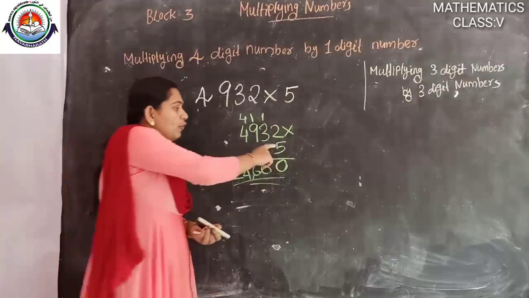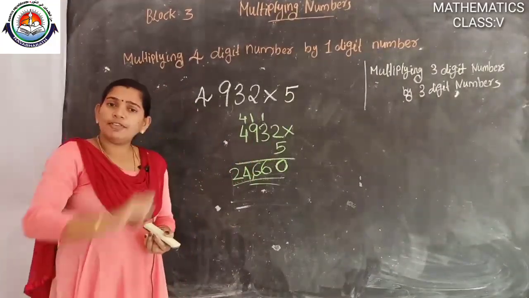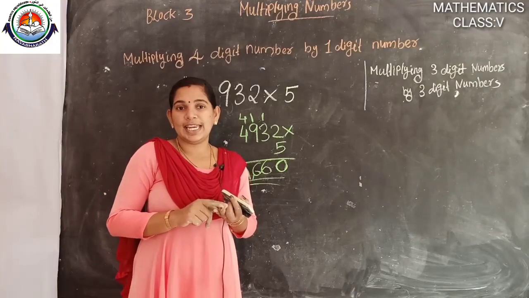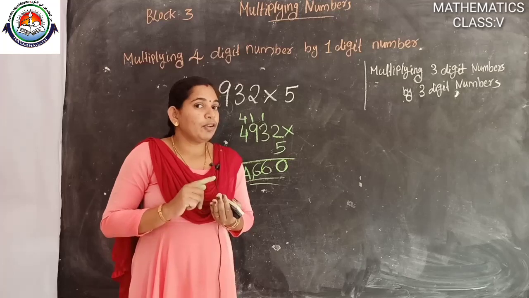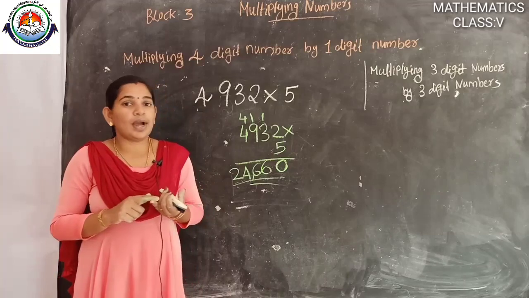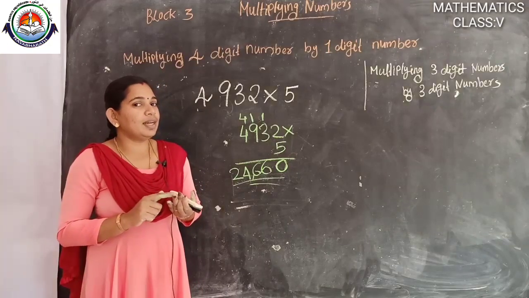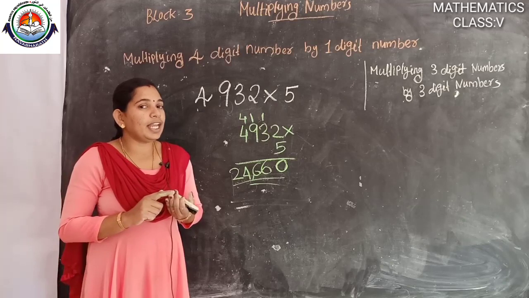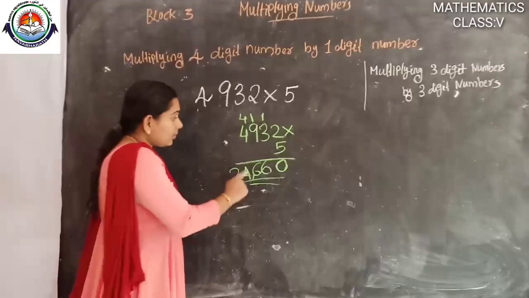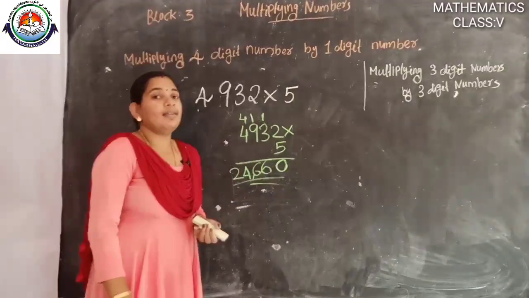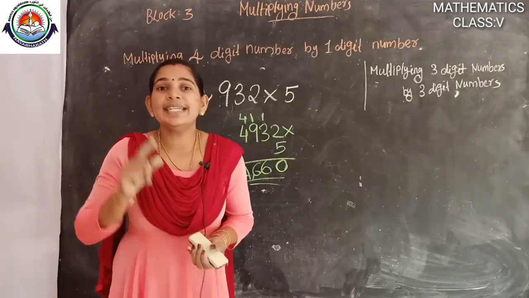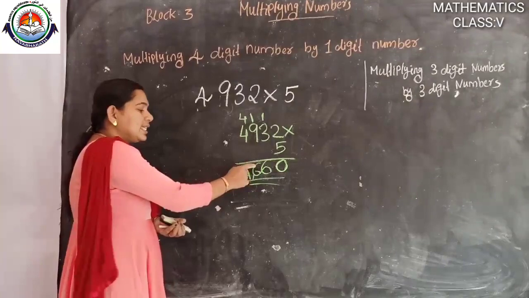Okay. Then 5 into 9. What is the value of 5 into 9? 1, 5, 5. 2, 5, 10. 3, 5, 15. 4, 5, 20. 5, 5, 25. 6, 5, 30. 7, 5, 35. 8, 5, 40. And 9, 5, 45. So 1 carry is there. Then what do we get? 45 plus 1, 46. We write 6 here.